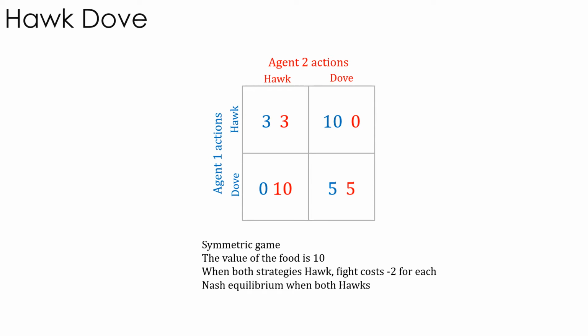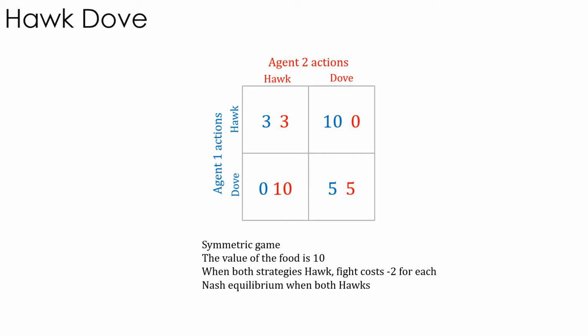When both agents are hawks, they fight for the food, receiving a penalty of -2 each. But they get to divide up the food, which has a value of 10. So when divided by 2, it's 5. 5 minus 2 is 3. So each agent gets a payoff of 3.